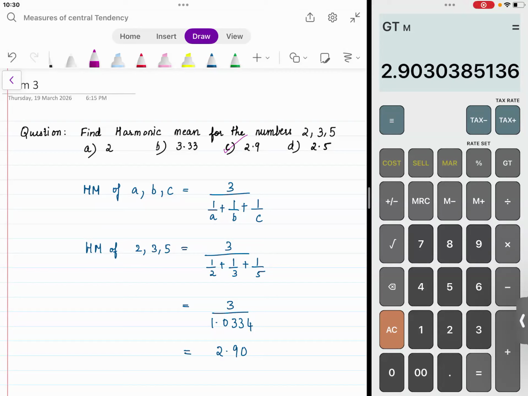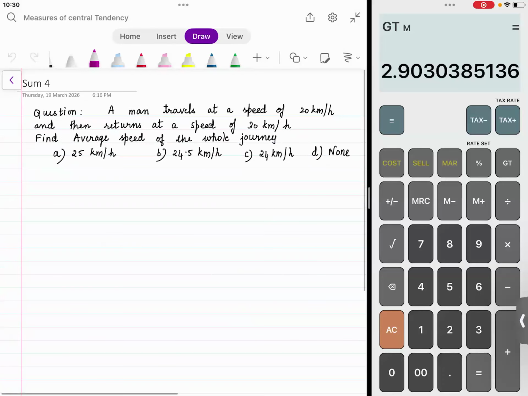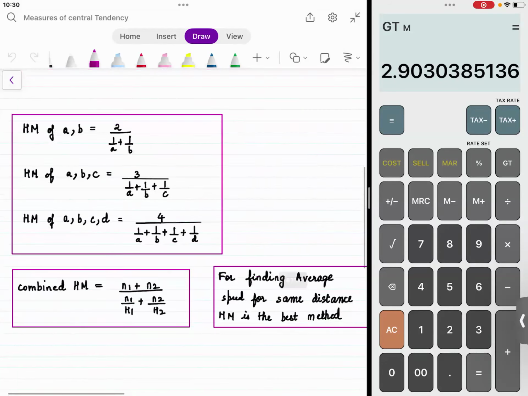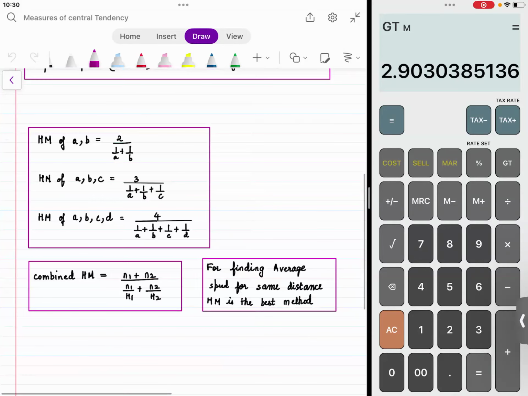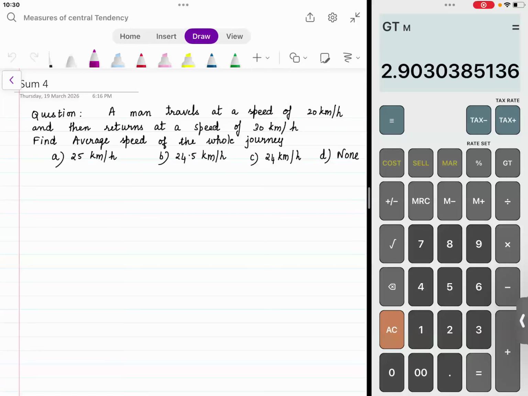Okay, next question. Next question, they're asking us to find average speed. So in the formula sheet, what has been written? For finding average speed for the same distance, harmonic mean is the best method. So we have to use harmonic mean for this sum. So what have they given? A man travels with the speed of 20 km per hour and returns back at the speed of 30 km per hour. Find the average speed. So for finding average speed, harmonic mean is the best method.